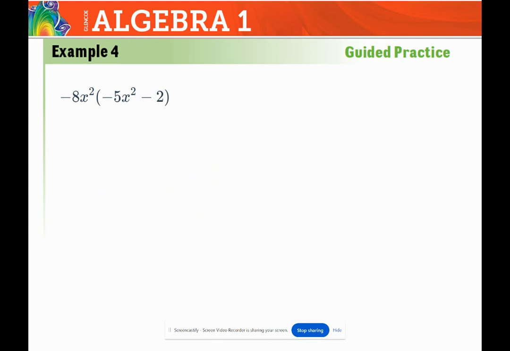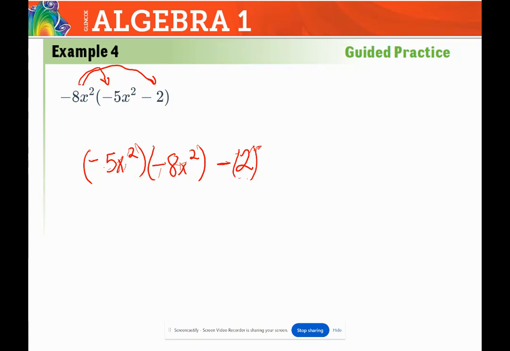So here we have a little bit more, but same type of concept. We're going to distribute this whole negative 8x squared to both of these. So I'm going to do negative 5x squared. I'm going to put parentheses around that, times negative 8x squared. This minus here, 2 times negative 8x squared. So my powers I add, I multiply my numbers.